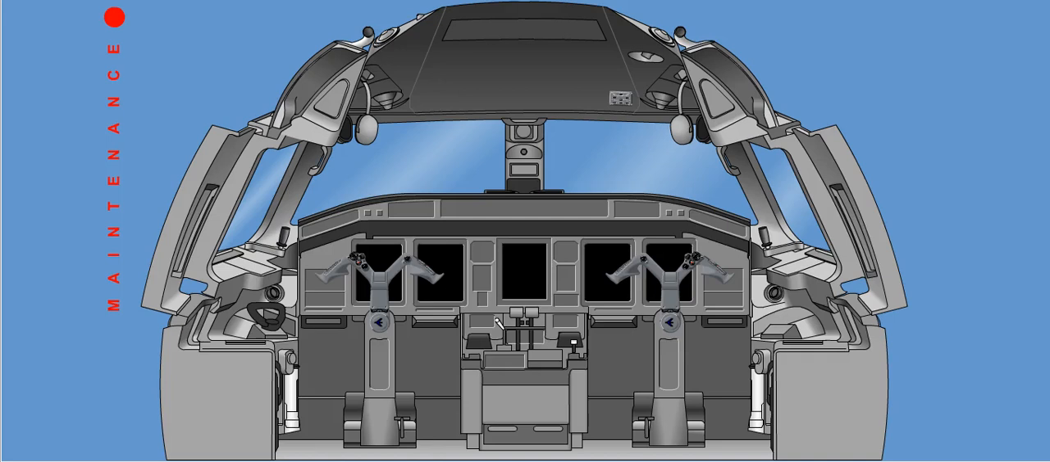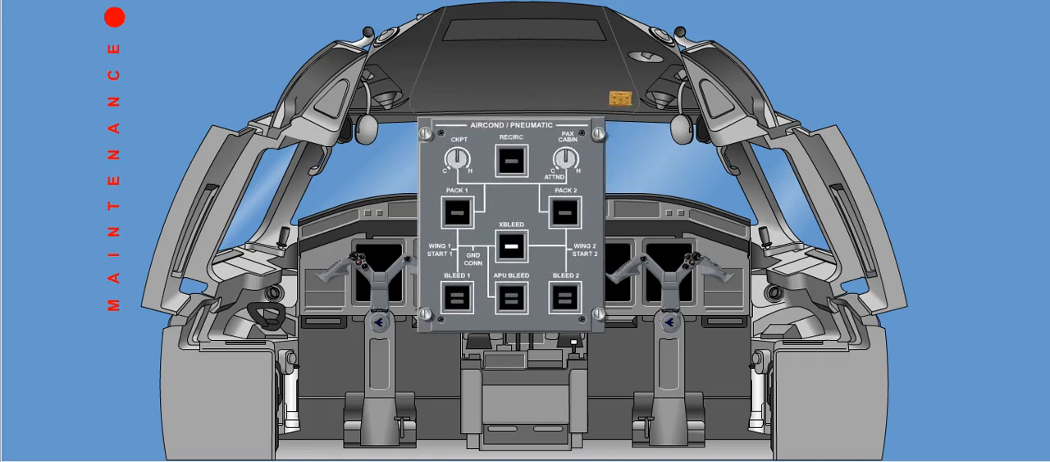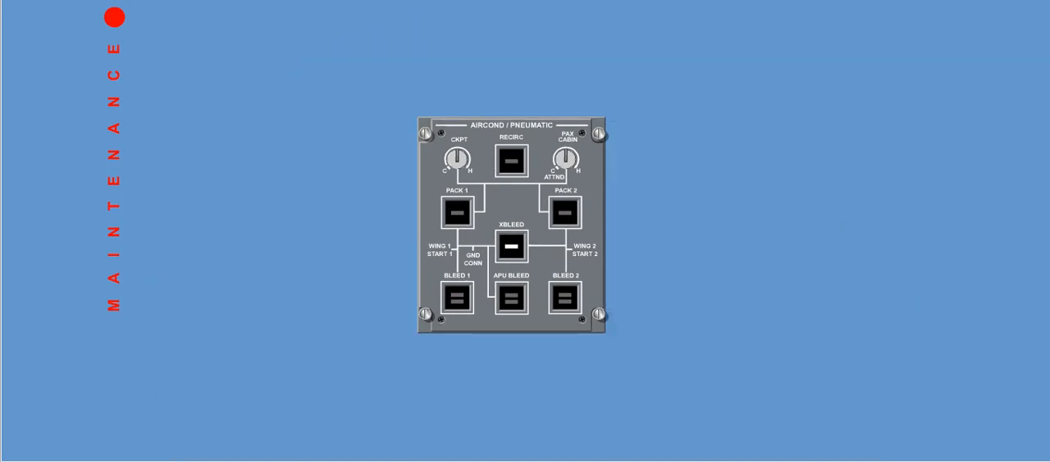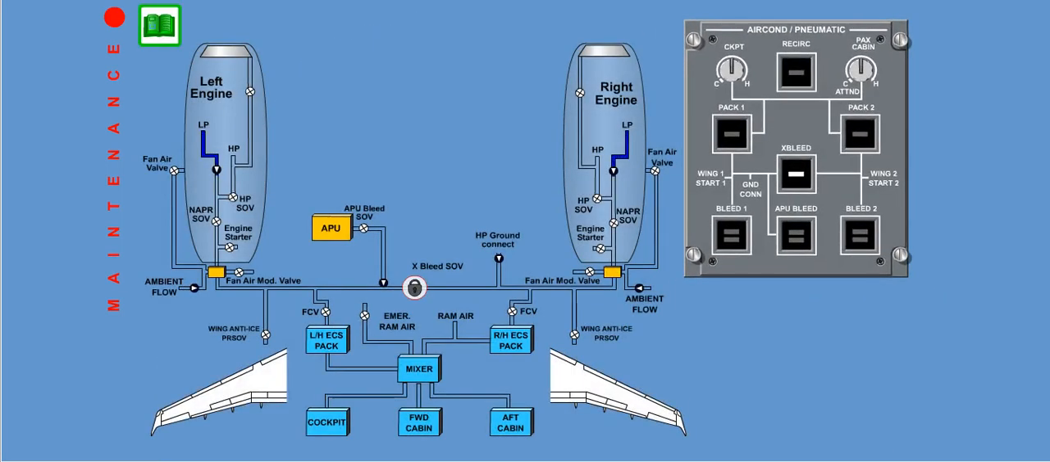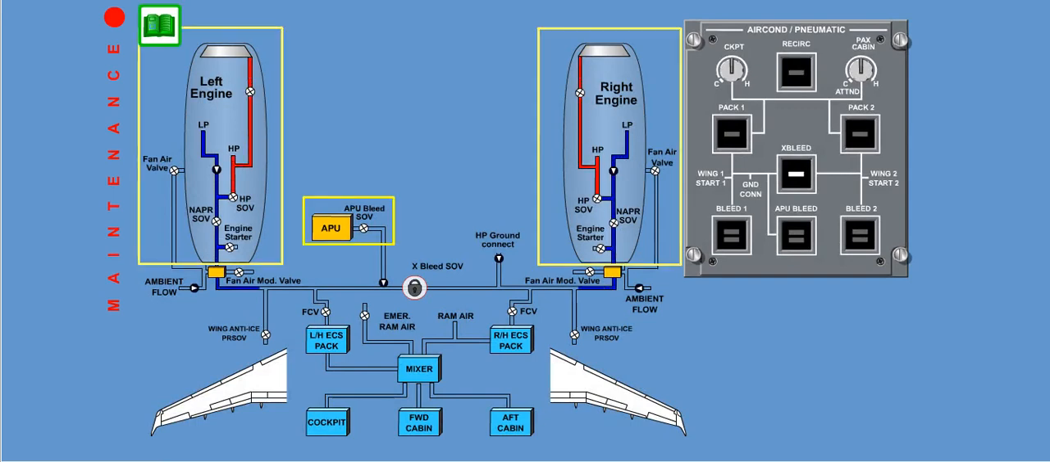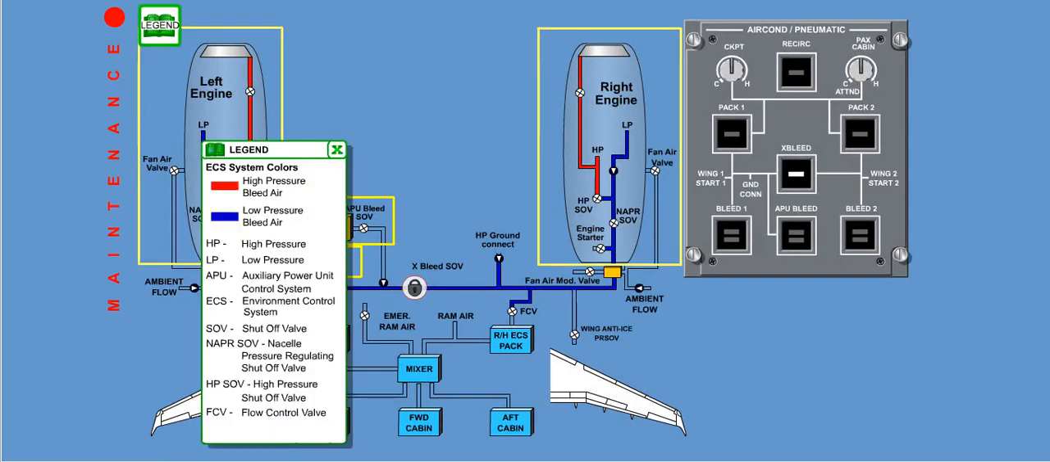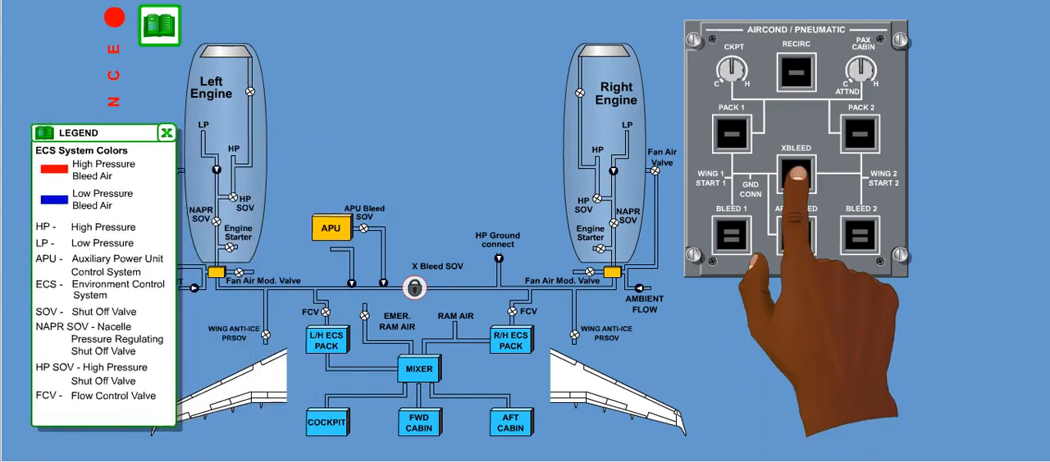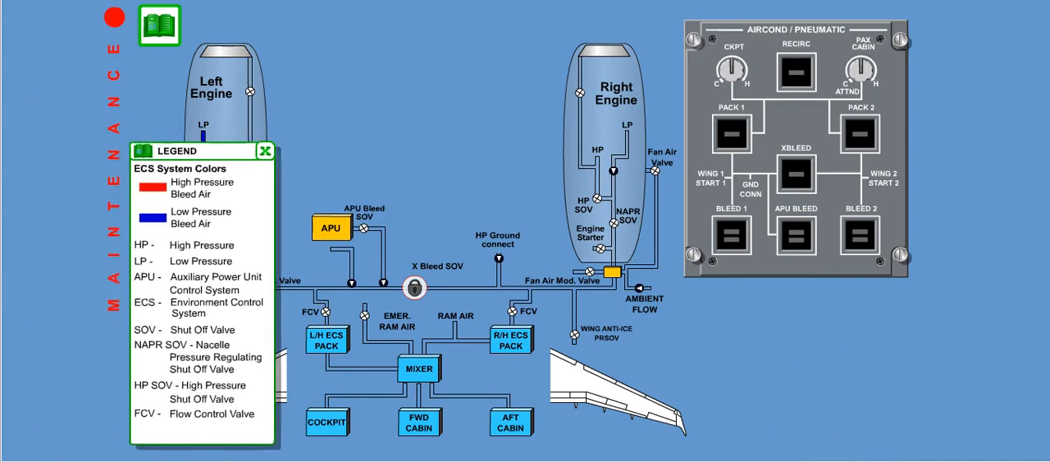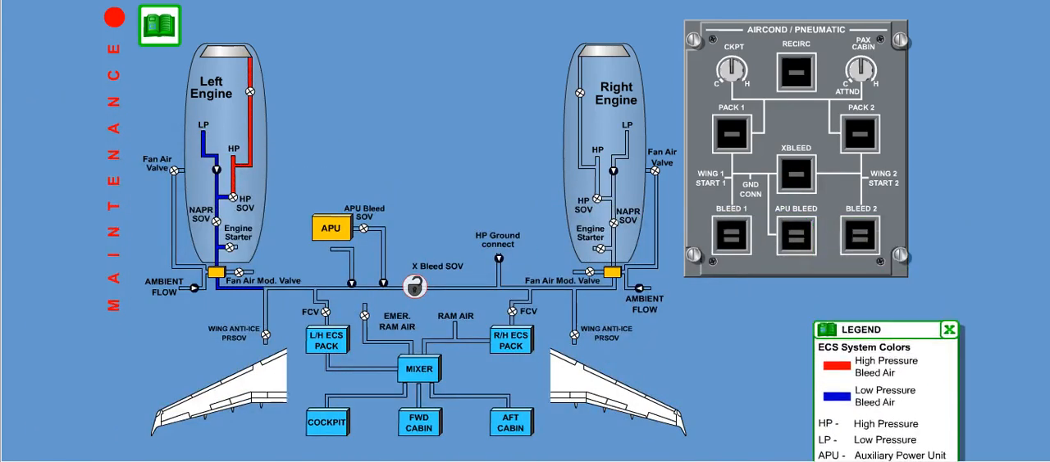Control of the air conditioning system is provided by the air conditioning panel, located on the cockpit overhead panel. The air conditioning system can only be operated if engine, APU, or ground air supply is available. The cross-bleed selection facilitates dual-pack operation with only one bleed source.